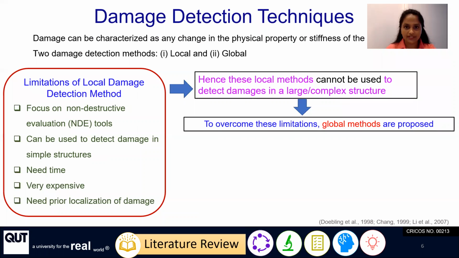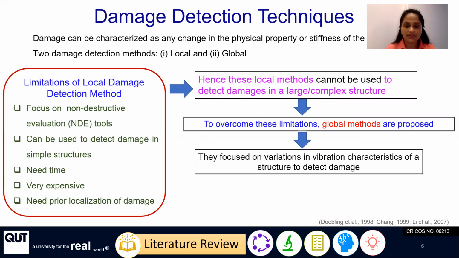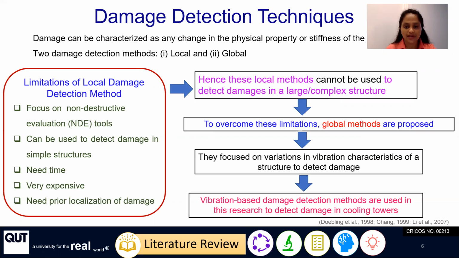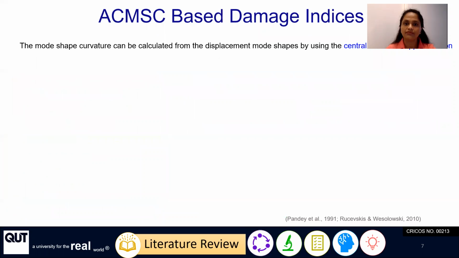To overcome those limitations, global methods have been proposed. Global methods are focused on the vibration characteristics of a structure. Therefore, during this research, I have used vibration-based damage detection techniques to detect the damages in cooling towers. Among these vibration-based methods, mode-shape curvature is highly localized to the damaged region. Therefore, I have focused on that.